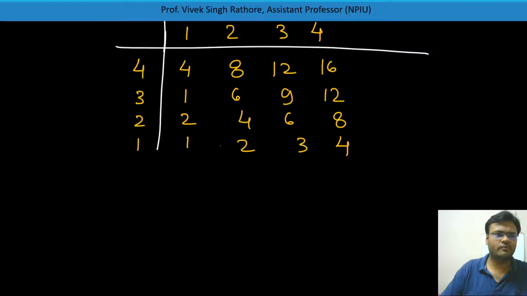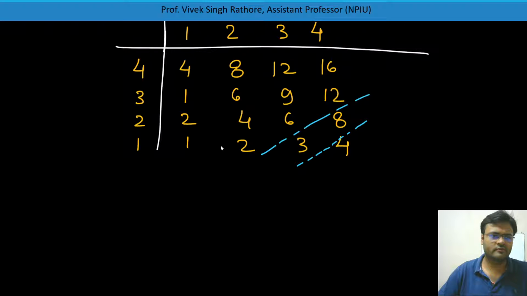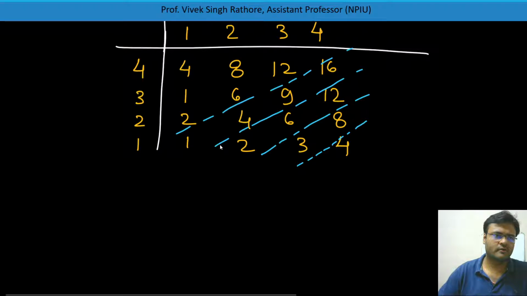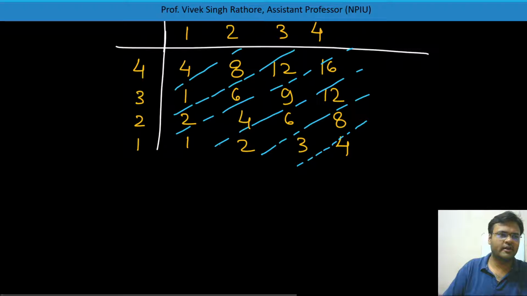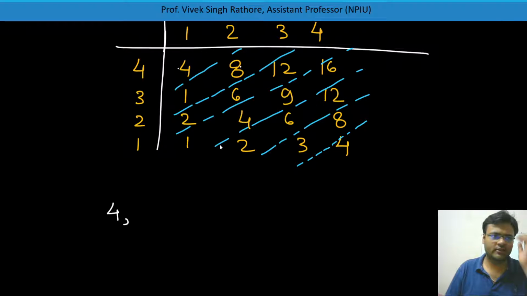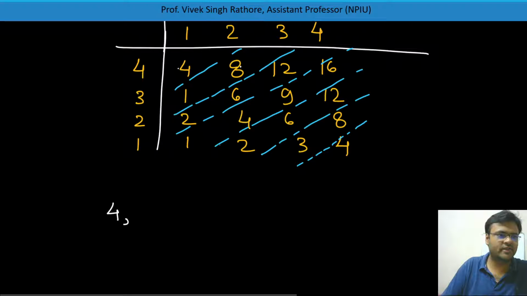Now we need to draw diagonal lines like this, and they go on like this. Now we just need to add along each line. Here only 4 is there, so write 4. 8 plus 3 is 11. I think we made a mistake: 3 ones are 3, so 8 plus 3 is 11. Then 2 plus 6 is 8, 8 plus 12 is 20.